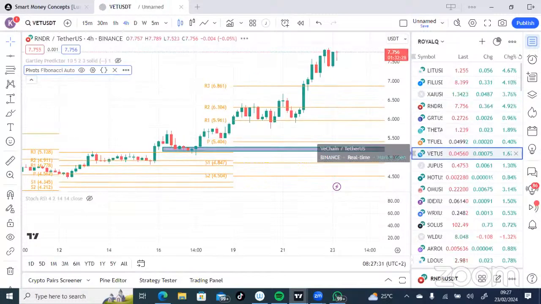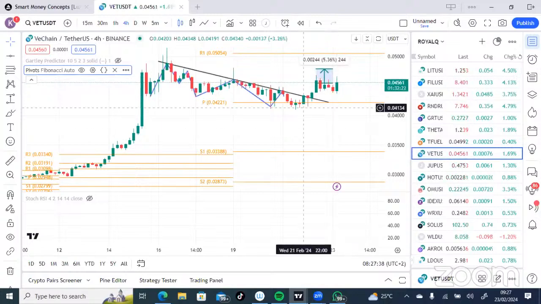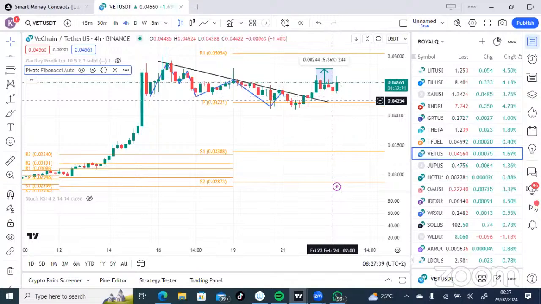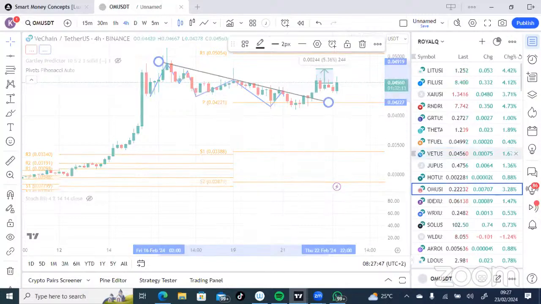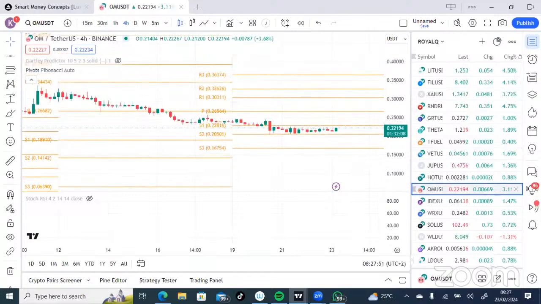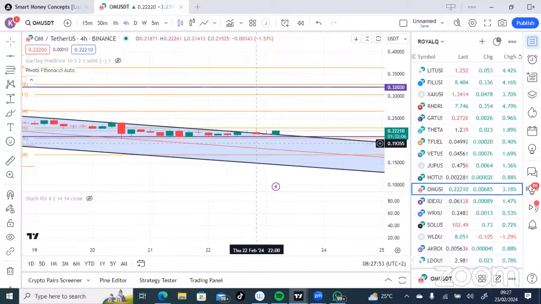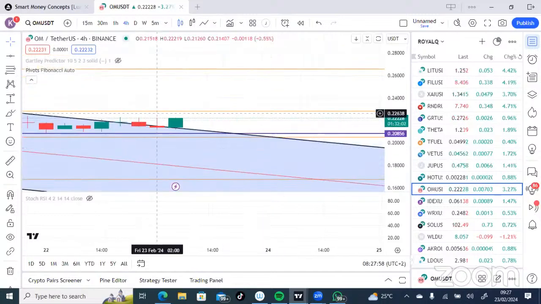This VET coin is going to give a 5%, even more. You see what is happening here on Omnis? You see how it is going? You take it like a 2%. There's a 2% here. It's going to come and touch here.